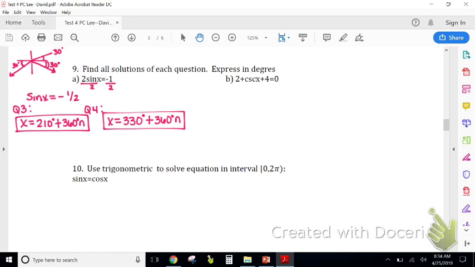All right, for B, we're doing the same thing. It was a little weird looking, but I went ahead and combined my like terms first. So I have 6 plus cosecant of x equals 0, and then move the 6 over.